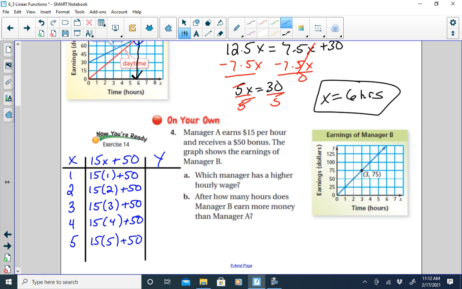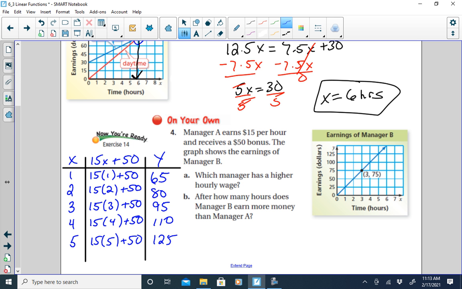Our outputs: 15 times 1 is 15 plus 50, that's 65. 15 times 2 is 30 plus 50, that's 80. 15 times 3 is 45 plus 50, it's 95. 15 times 4 is 60 plus 50, 110. 15 times 5 is 75 plus 50, that's 125.